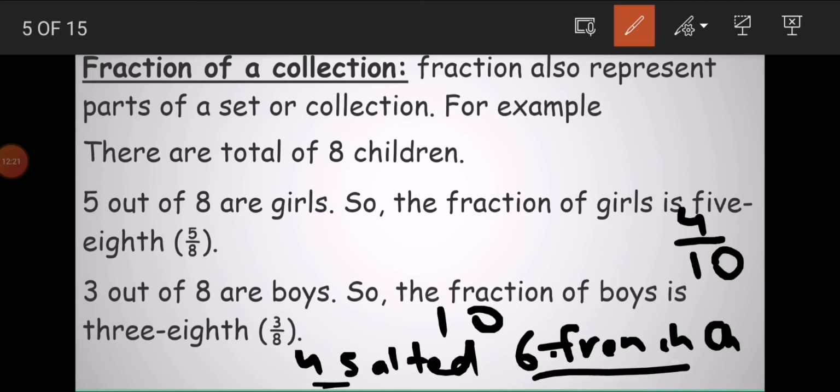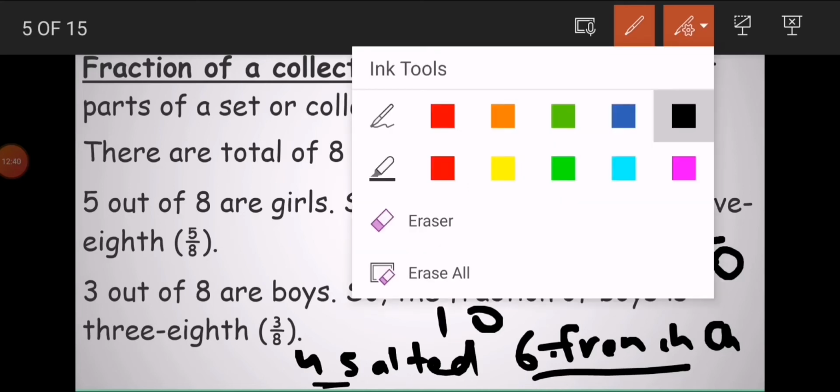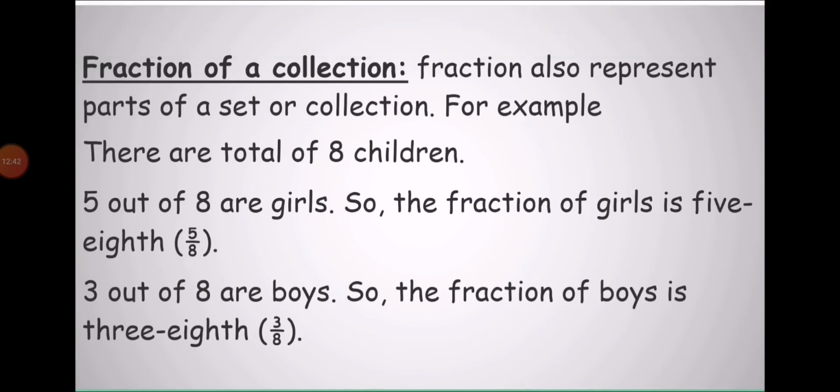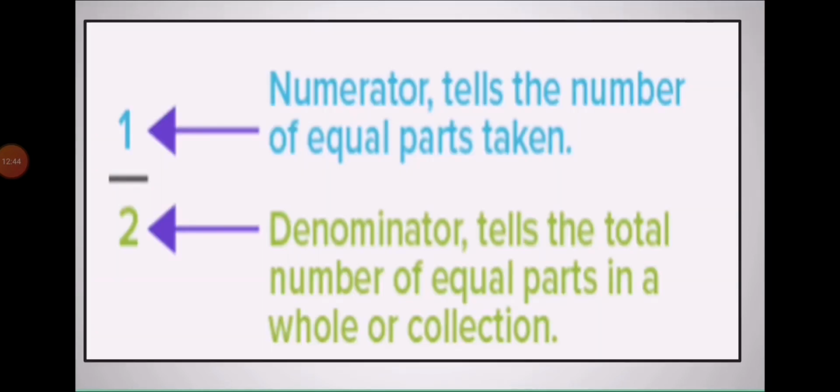What is the fraction of French cheese? Again we draw a line and write the total number down, that is 10. The total number of packets of chips is 10. 6 are French cheese, so we write 6 above. So the fraction of French cheese chips is 6/10. In that way, you can find the fraction of a collection.